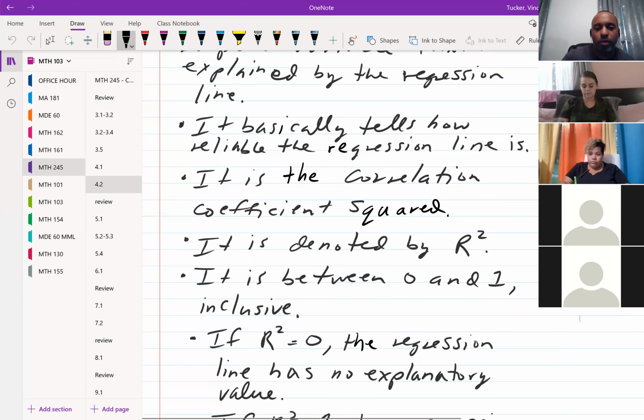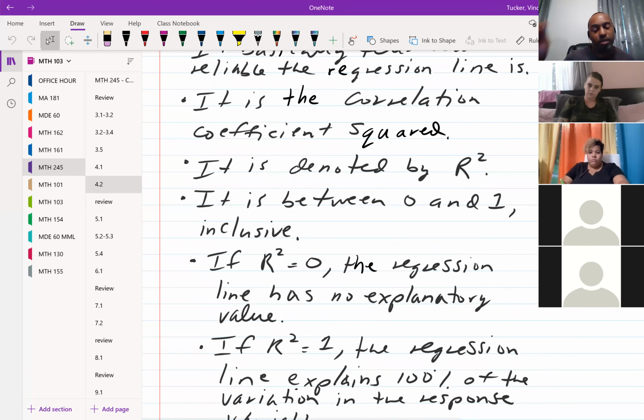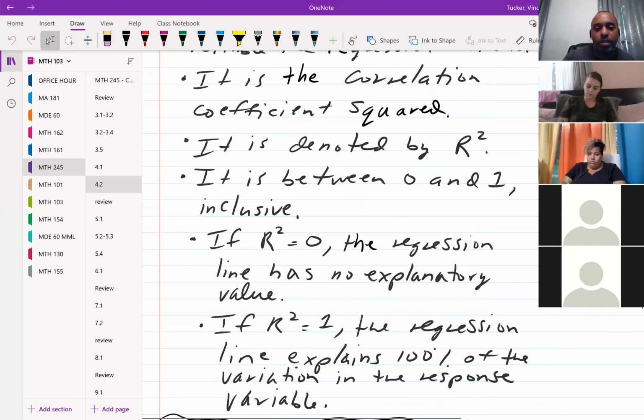If R squared is equal to 0, the regression line has no explanatory value. If R squared is equal to 1, the regression line explains 100% of the variation in the response variable.